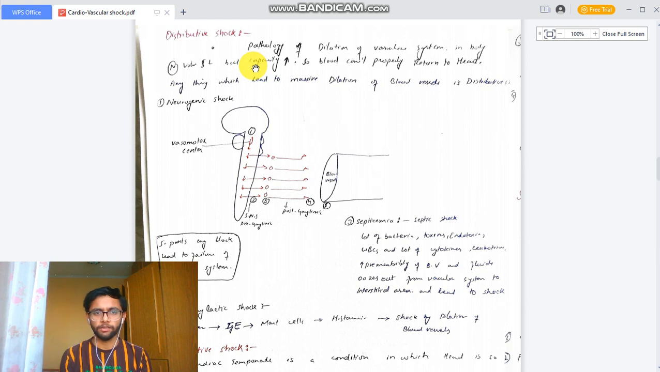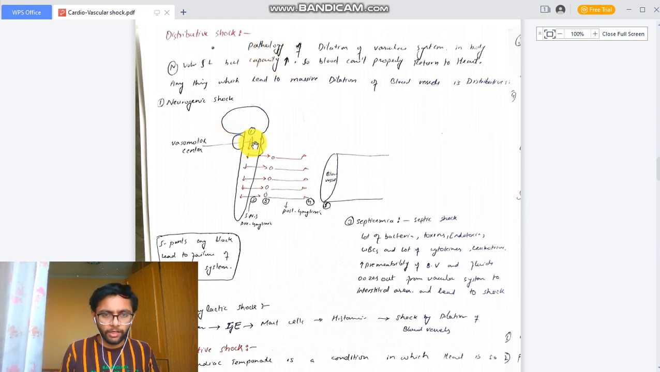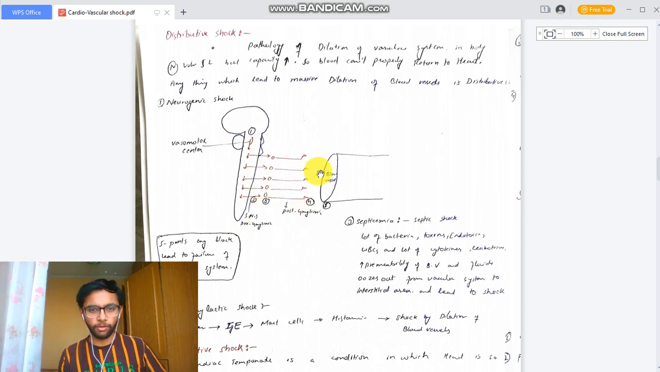First cause is neurogenic shock. We know that our blood vessel system is also controlled by the sympathetic nervous system, where the vasomotor center is present in the medulla oblongata, which has 5 points to transmit the nerve impulse to the blood vessels. One is the vasomotor center, sympathetic nervous system, preganglionic, postganglionic ganglion, and the attachment at the end of the postganglionic neuron to the blood vessel. Any damage to one of these 5 points will lead to loss of sympathetic nervous system stimulation, and so will lead to dilation of blood vessels.